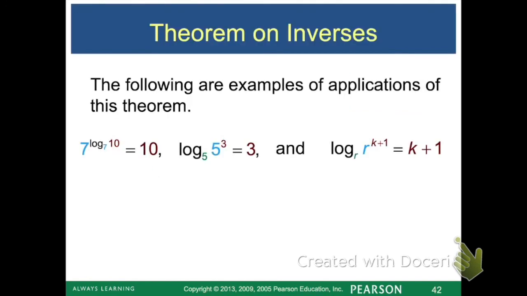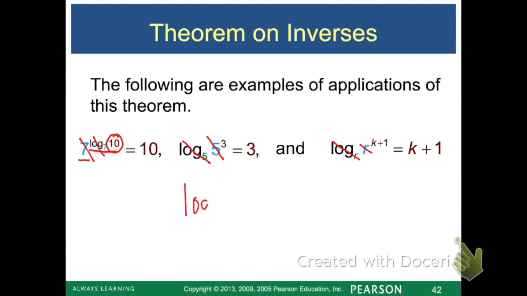Here's a few examples that involve this theorem. So the first one, if I have base 7 and then my exponent is log base 7 of something, then that's just my answer right there. So the base 7 and the log base 7 would cancel out. Same thing here with log base 5 and a base 5. They both cancel out, and my answer is just the exponent, which is 3 in this case. And again, log base r of r, those are going to cancel out, and your answer is just the exponent.